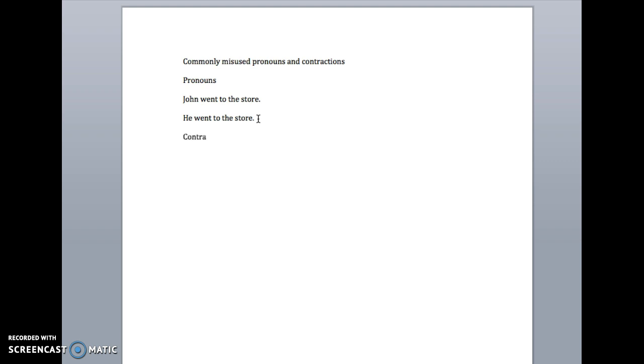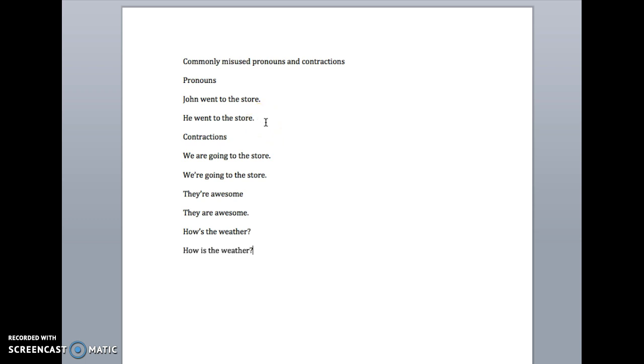A contraction is when you squeeze something together. So, for example, we are going to the store could be contracted to we're going to the store. You can probably think of some other contractions. They're awesome, because that's a contraction of they are awesome. Geez, there's so many. How's the weather? How is the weather, right? We're contracting how and is. Now the problem comes when we have a pronoun and a contraction that sound really, really similar.